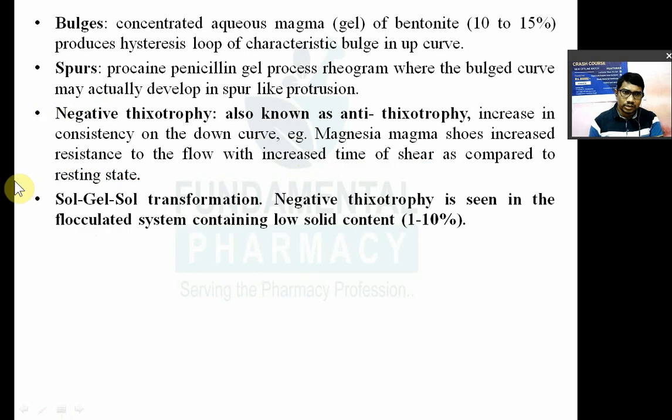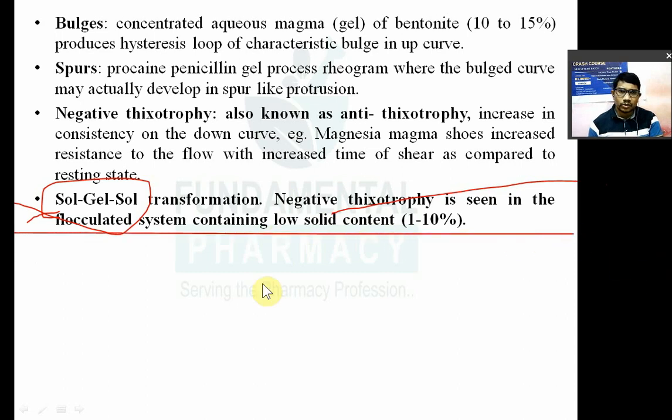Against this comes negative thixotropy. Now it is known as a sol-gel transformation. A question comes on this: which is the sol-gel transformation, which is the gel-sol transformation? So thixotropy is a gel-sol transformation, and in case of negative thixotropy, sol-gel transformation. Questions have come many times. Negative thixotropy is seen in flocculated suspensions with low solid content.